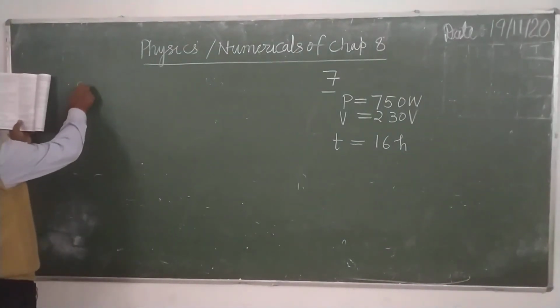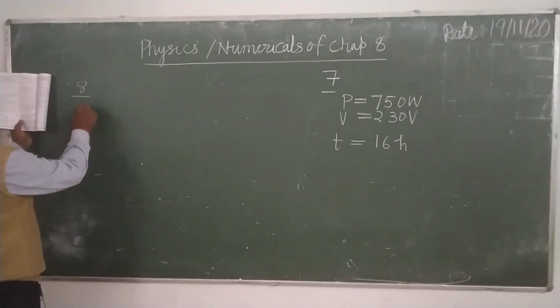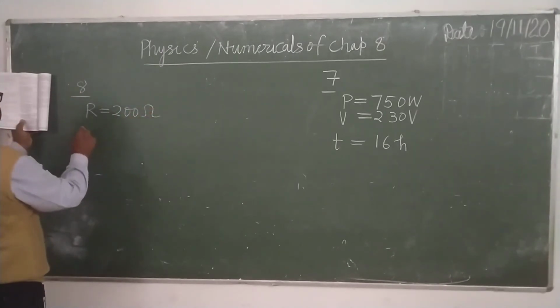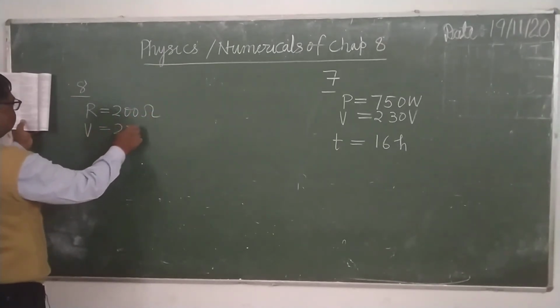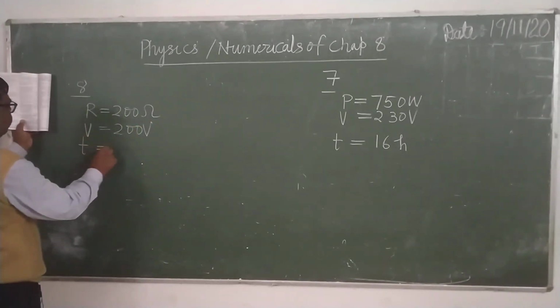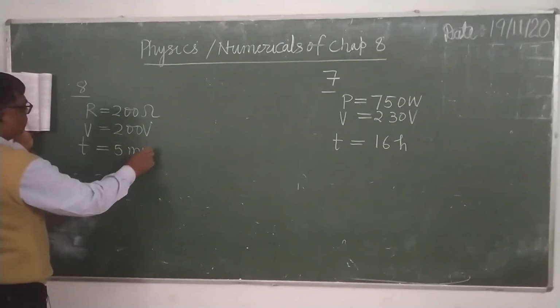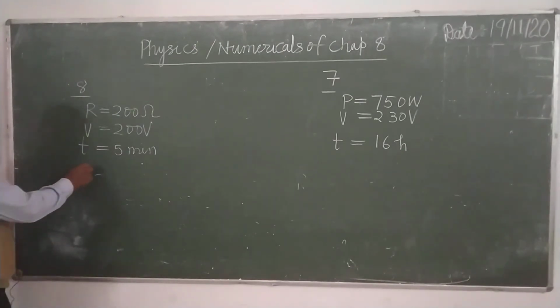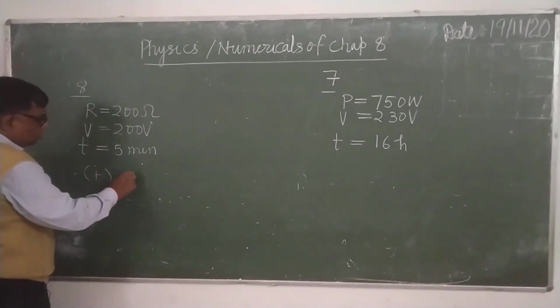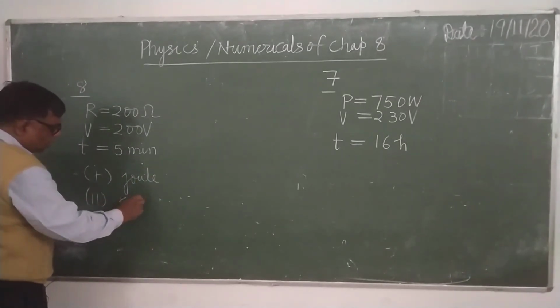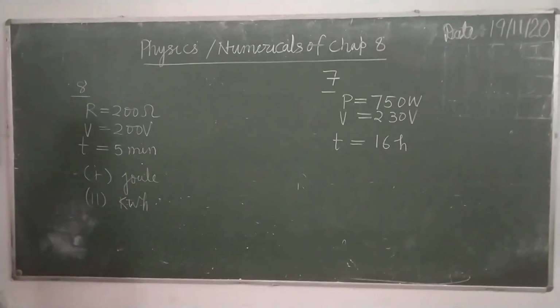Now you see question number 8. An electrical appliance has a resistance of 200 ohm. It is operated at 200 volt. Calculate the energy consumed by the appliance in 5 minutes. First you have to find in joule, and then the same energy you have to find in kilowatt hour. It is clear?